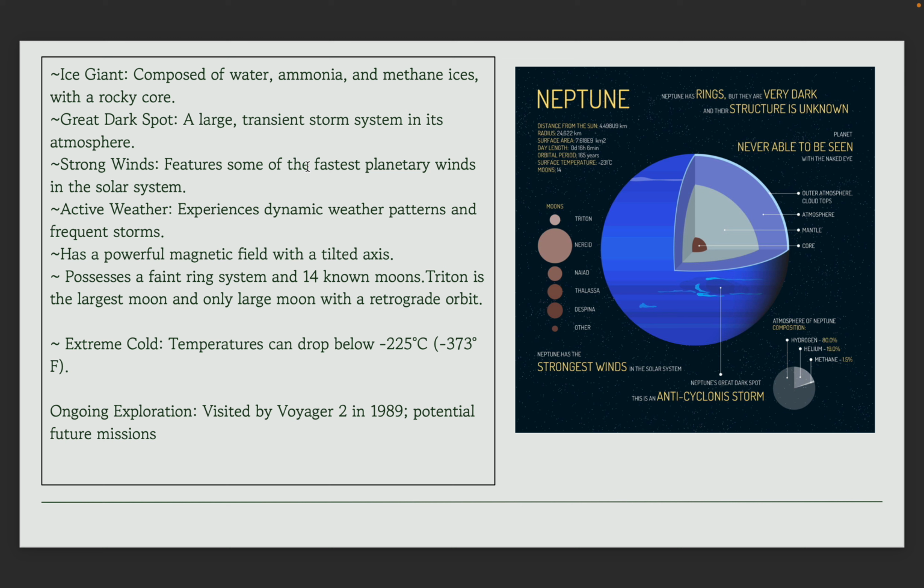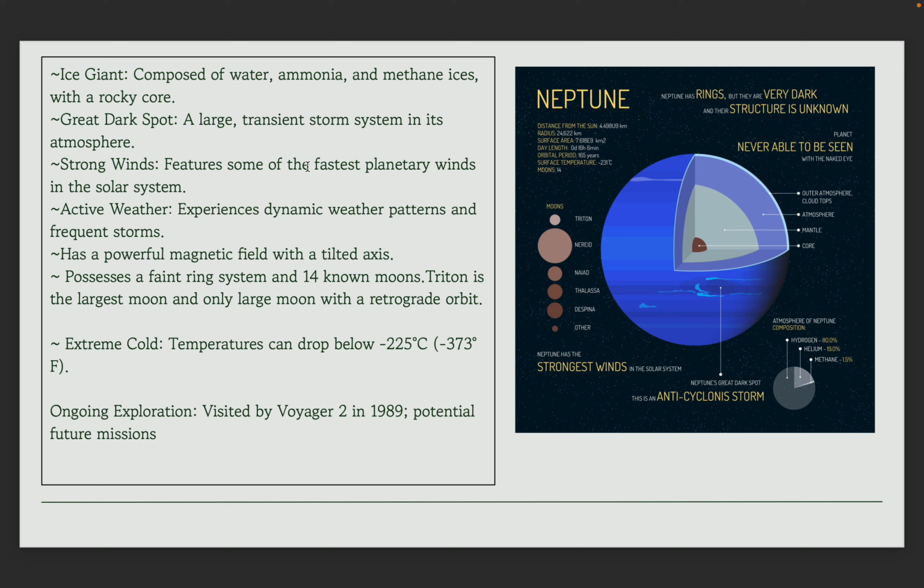So Neptune has planetary winds. It experiences dynamic weather, so we can say that Neptune has a dynamic weather pattern and frequent storms. Neptune also possesses a powerful magnetic field with a tilted axis. Neptune has 14 moons, and among them Triton is the largest moon and the only moon with a retrograde orbit.